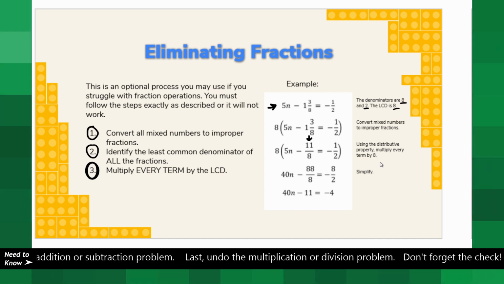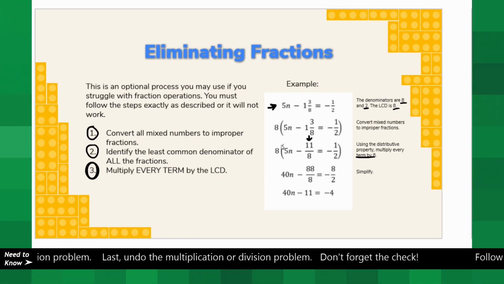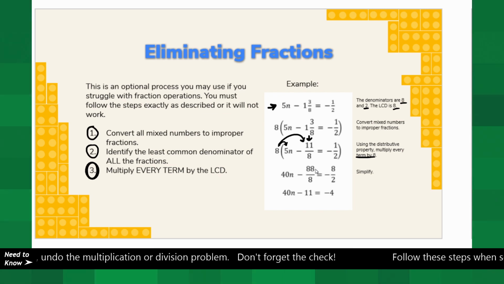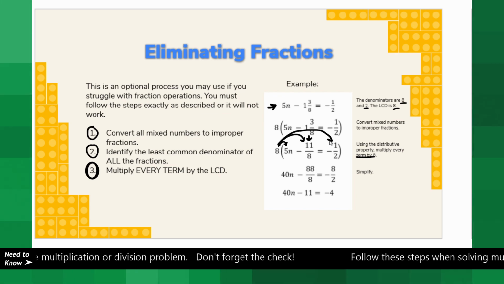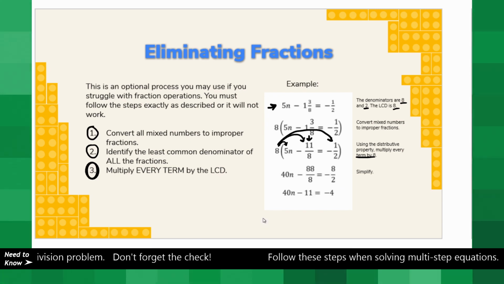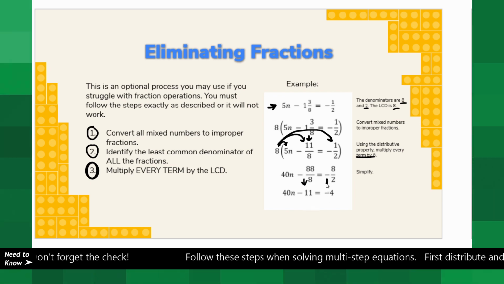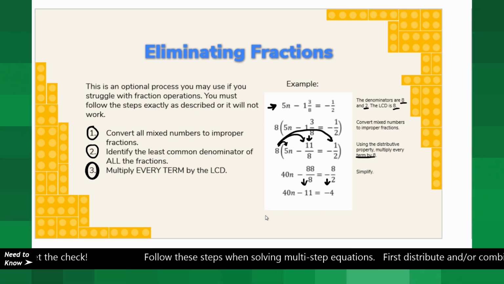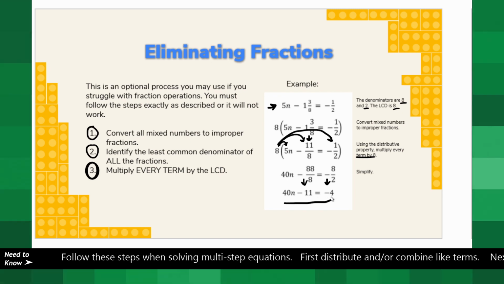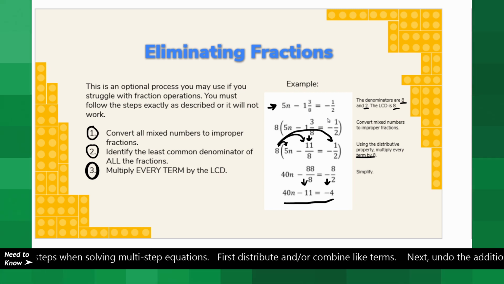Then I'm going to use the distributive property, and I'm going to multiply every term by that LCD. I'm going to multiply every term by 8. Well, 8 times 5n is 40n. 8 times negative 11/8 is negative 88/8. And then 8 times negative 1/2 is negative 8 over 2. And when you multiply by that LCD, all the fractions can be simplified. Negative 88/8, it's negative 11. Negative 8 over 2, that's a negative 4. So you've written an equivalent equation, 40n minus 11 equals negative 4. And that problem is a lot easier to solve than 5n minus 1 3/8 equals negative 1/2.